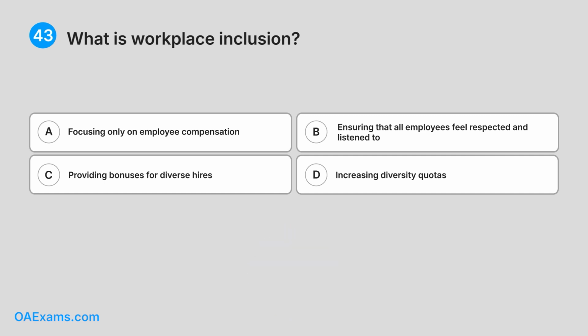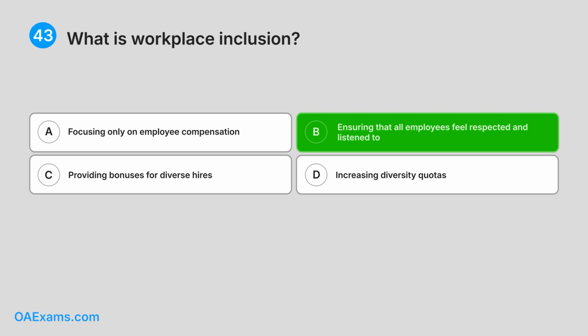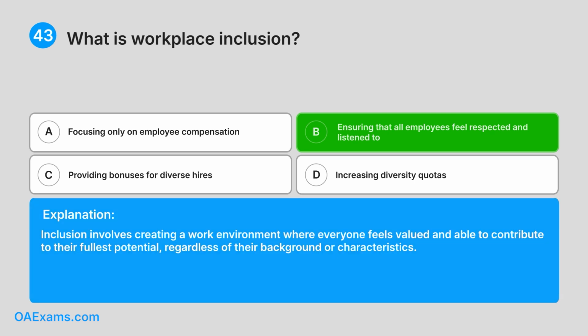Correct answer. B. Ensuring that all employees feel respected and listened to. Explanation. Inclusion involves creating a work environment where everyone feels valued and able to contribute to their fullest potential, regardless of their background or characteristics.